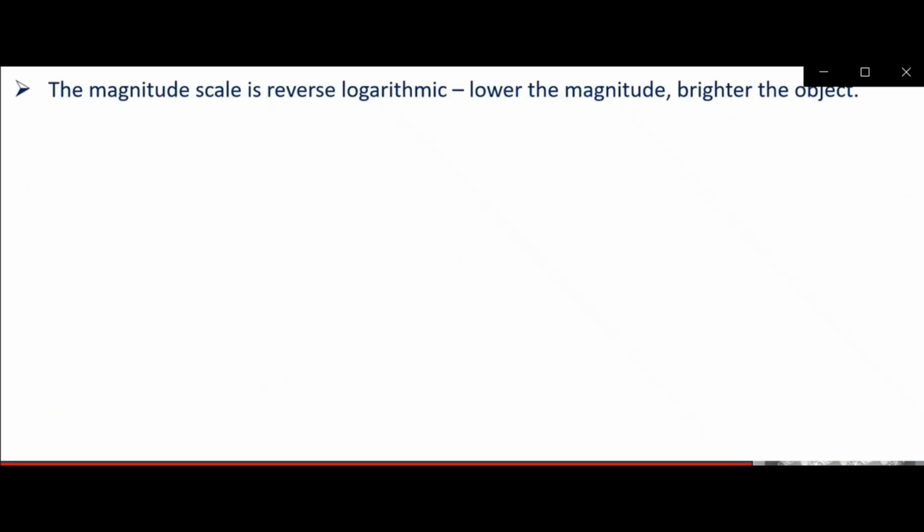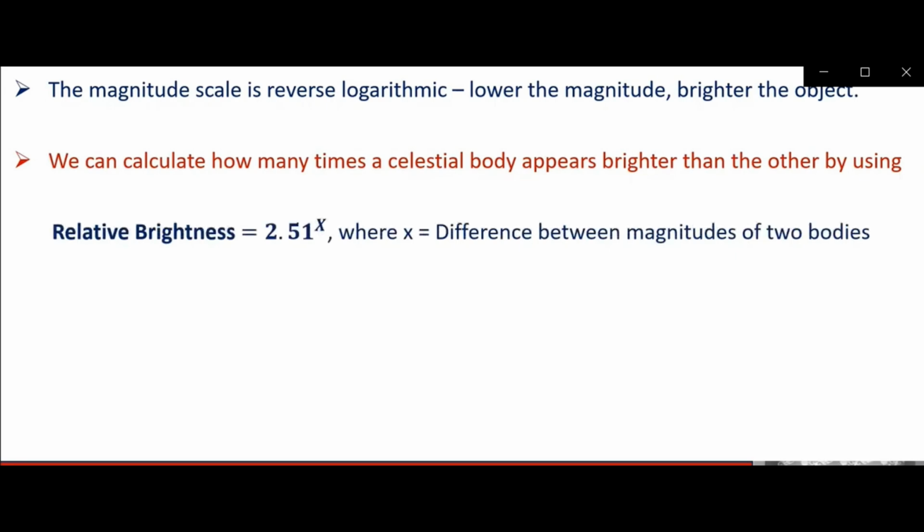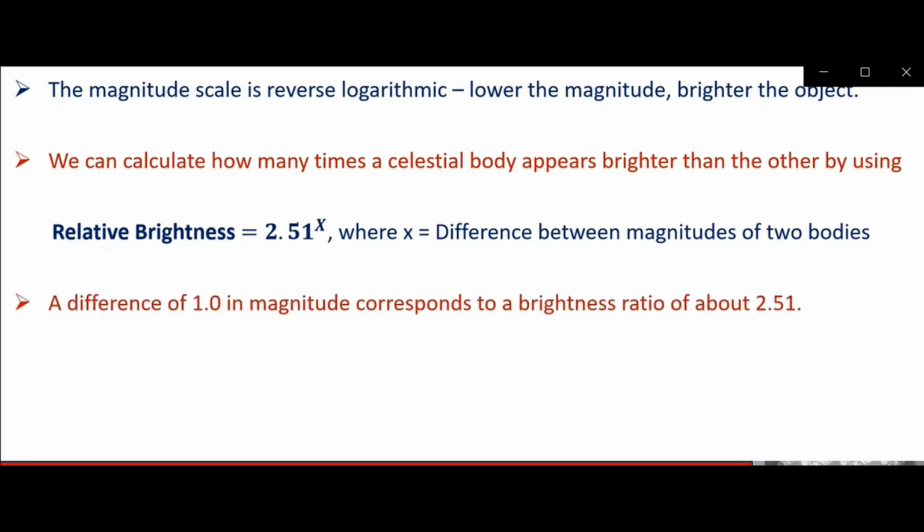The magnitude scale that we use is reverse logarithmic. That means it's not a linear scale, it's logarithmic. And reverse here means that the lower the magnitude, the brighter the object. We can calculate how many times a celestial body appears brighter than another by using a simple relationship. Relative brightness is equal to 2.51 raised to power x, where x is the difference between the magnitudes of the two bodies.